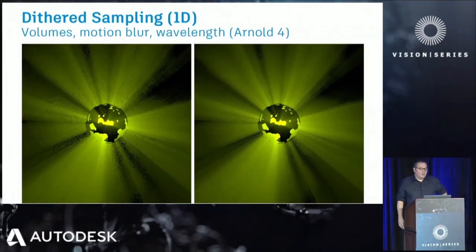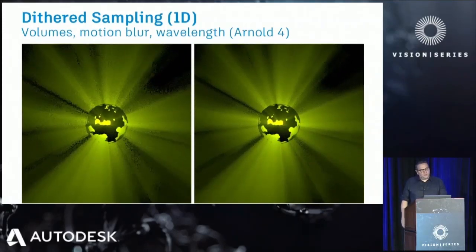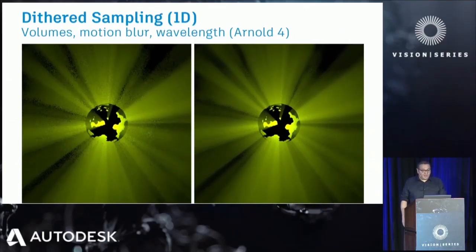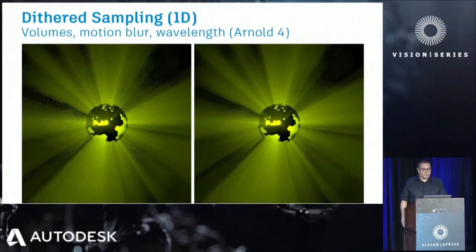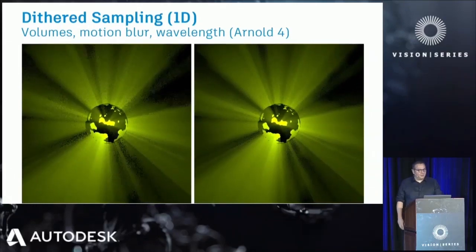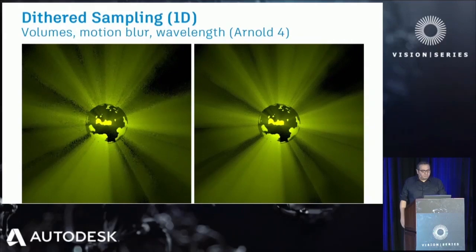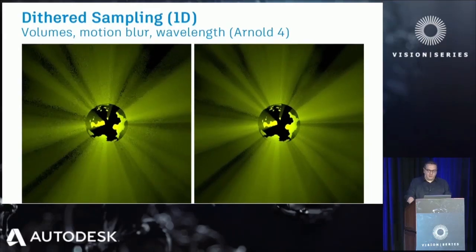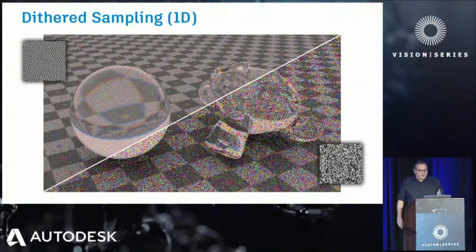Another similar technique does not really reduce the noise, because those two images have the same number of samples, the same render time, and actually the same amount of noise. It's just that the noise is distributed in a more visually pleasing way in the image. So this technique is already in Arnold 4 in this case. It was presented by Iliyan Georgiev last SIGGRAPH in a talk, and we apply this technique to all one-dimensional sampling problems such as volume, motion blur, wavelength dispersion, such as this image where you see it improves the quality of the image dramatically.